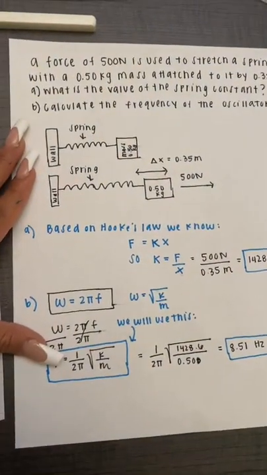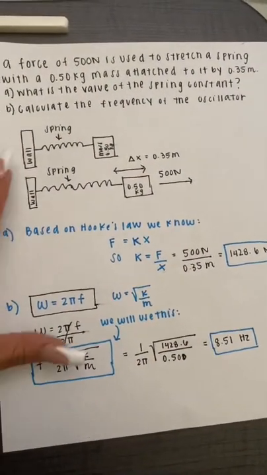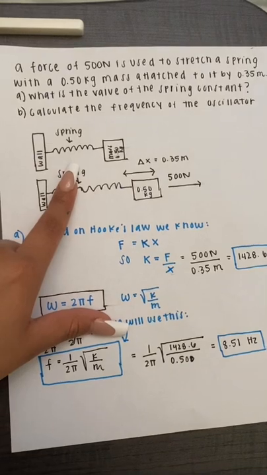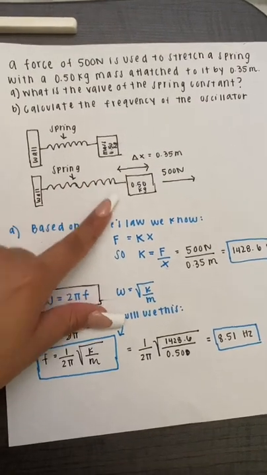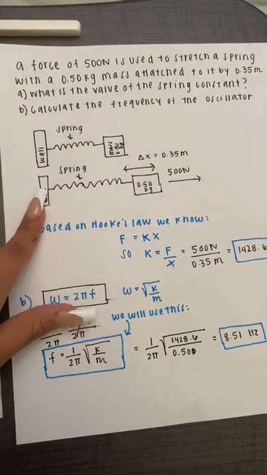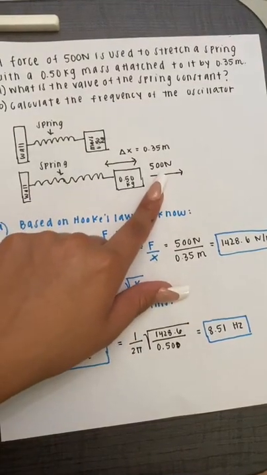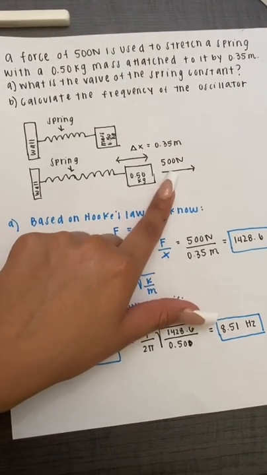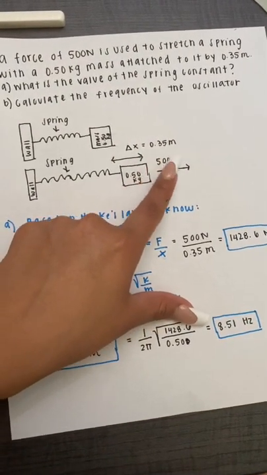So here we have a diagram. We have a wall and there's a spring attached to it. This is the mass. Now we're going to stretch the spring and we're going to apply a force of 500 newtons to stretch it by 0.35 meters.